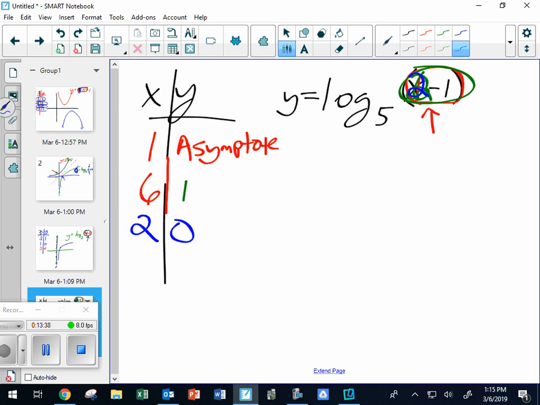All right? Now, sometimes this last one's the hardest one to find. I know some of you are thinking, let's make it 25 here. But that's going to go off the graph.